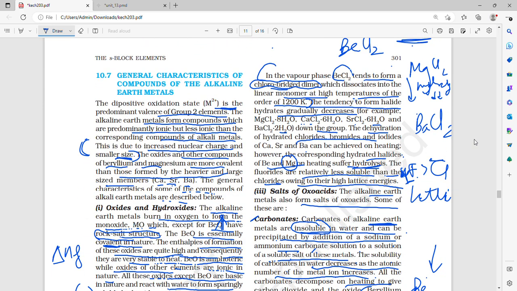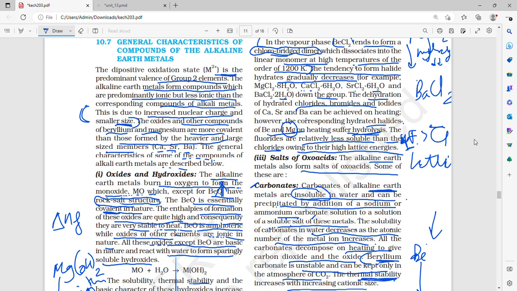Now, general characteristics of compounds of the alkaline earth metals. The dipositive oxidation state M2+ is the predominant valence of group 2 elements. So in that case, the monovalent M+, here M2+. Dipositive oxidation state. The alkaline earth metals form compounds which are predominantly ionic but less ionic than those of alkali metals.